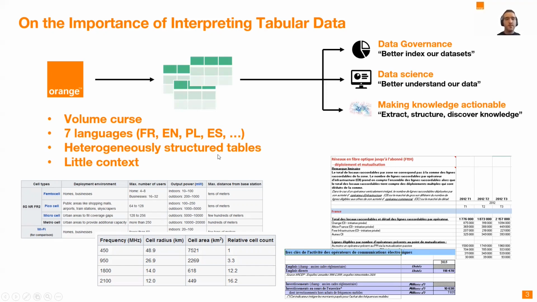The first one is that interpreting tables is by nature a complex task, as there is little context in the tables to disambiguate the values. Another difficulty is a wide footprint of languages with 7 main languages in the Orange group. And finally, we have a wide variety of table structures, as you can see on the bottom of the slide, with often complex layouts, units to be taken into account to interpret the value correctly, or acronyms specific to the company.